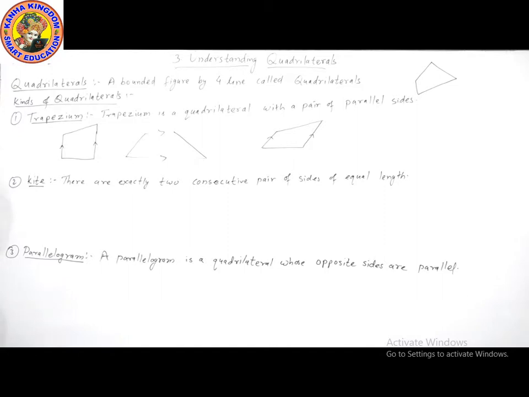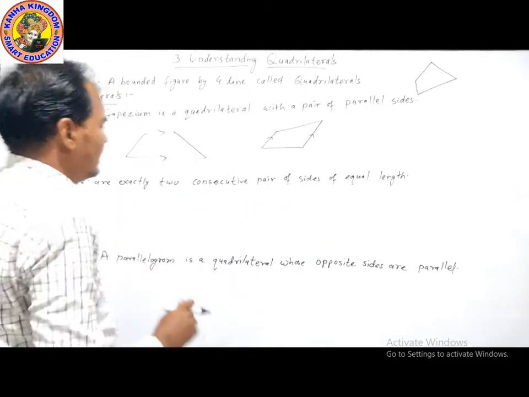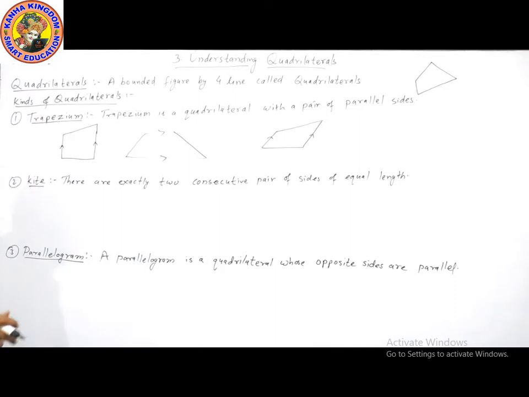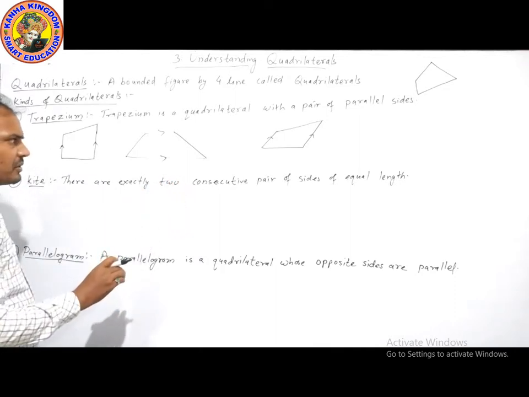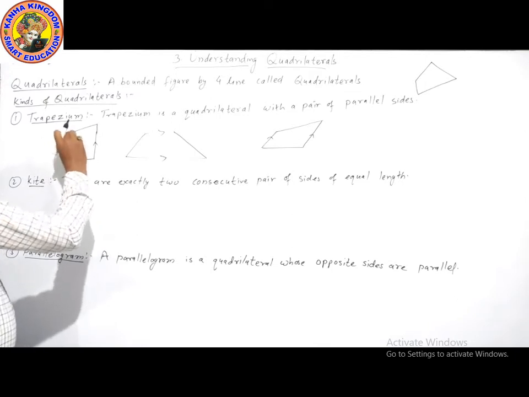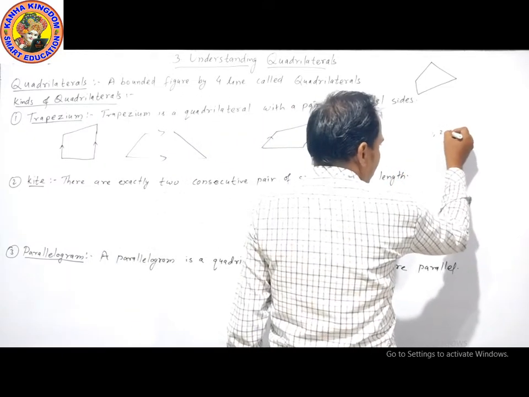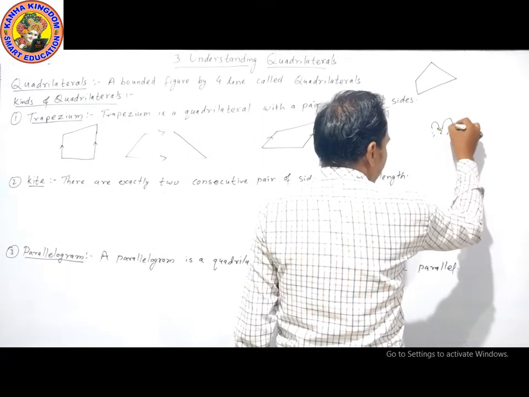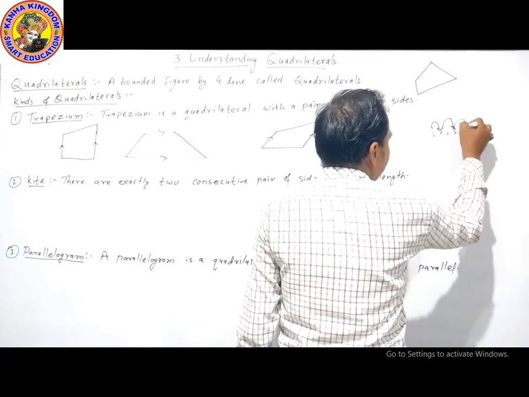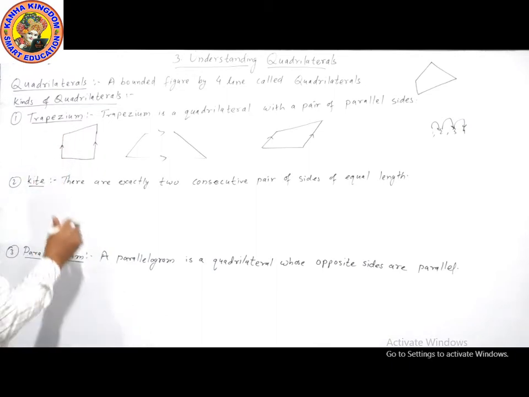Now the next kind of quadrilateral is the kite. There are exactly two consecutive pairs of sides of equal length. Consecutive. What is consecutive? Consecutive sides are these sides, one after another. Consecutive number 1 2 3: 1 and 2 are consecutive, 2 and 3 consecutive, 3 and 4 consecutive. So one side and the next are consecutive sides.